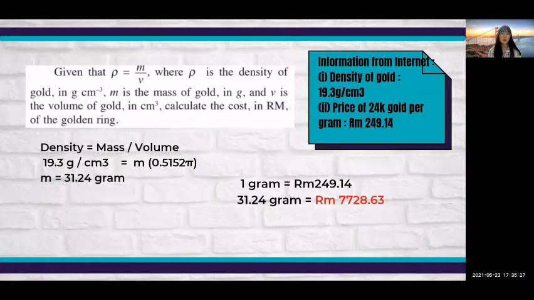This is the second question of part 3. Given that rho equals m over v, where rho is the density of gold in grams per cubic meter, m is the mass of gold in grams, and v is the volume of gold in cm cubed. Calculate the cost in RM of the golden ring.